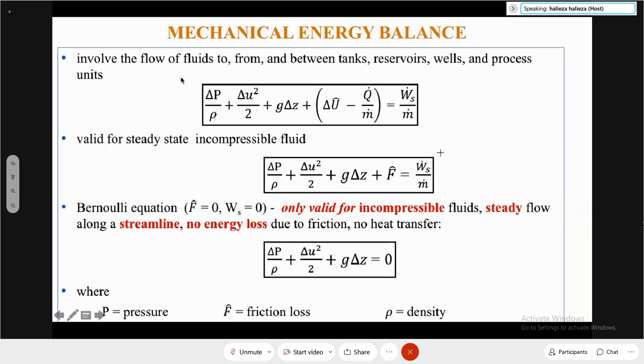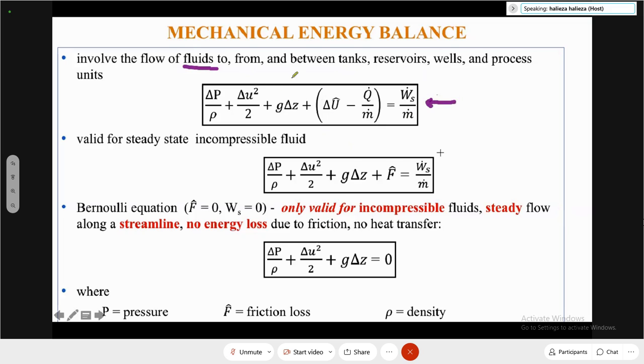So when you look at mechanical energy balance, you'll be dealing with fluids. You'll be looking at fluid coming in and out. You either have a pipeline or you have a tank. Some fluid is definitely coming in and out. Okay, so over here, this is the final equation for your mechanical energy balance.